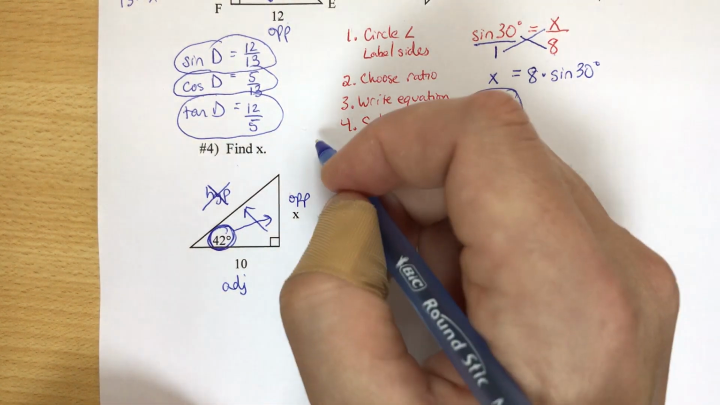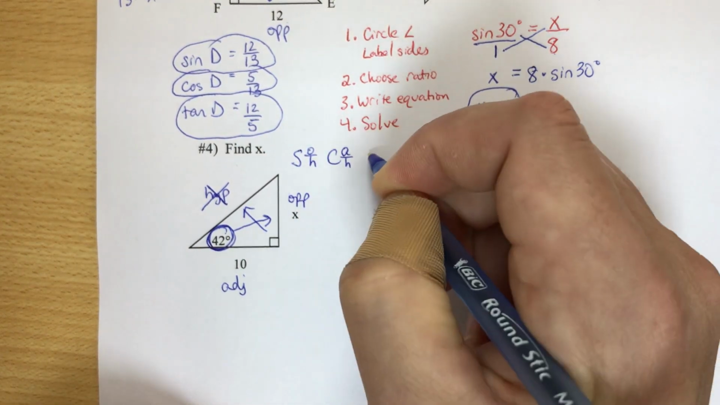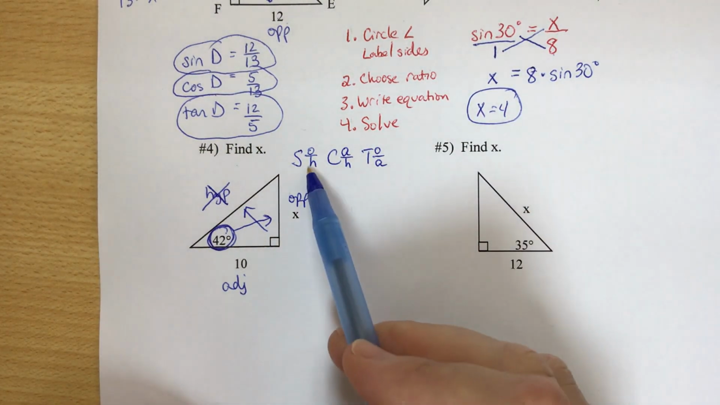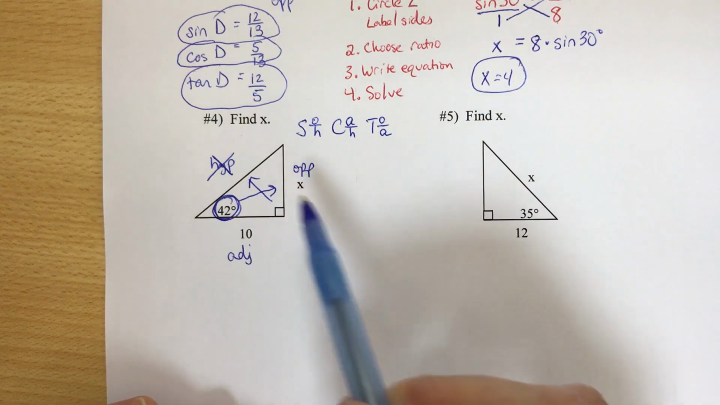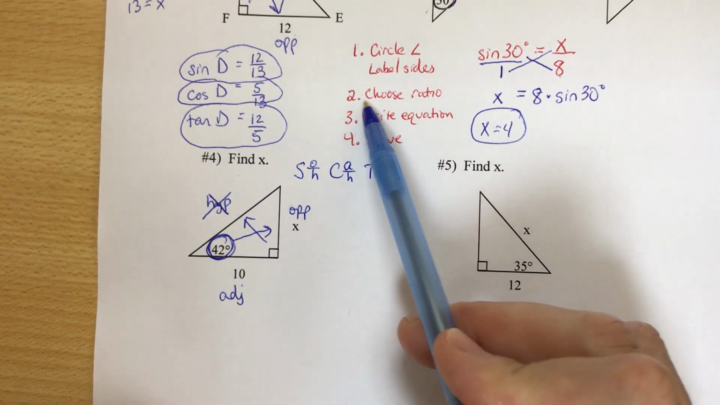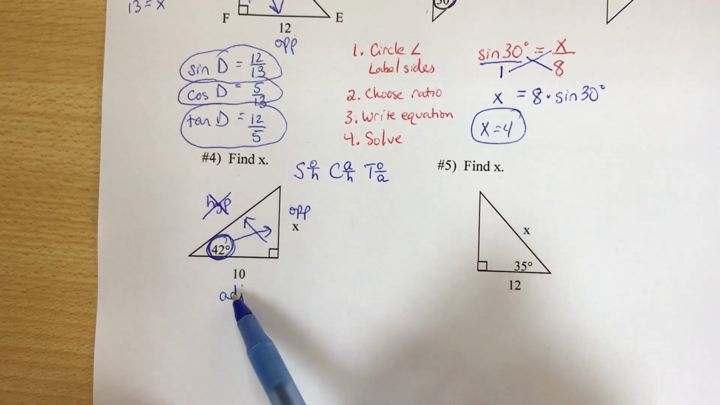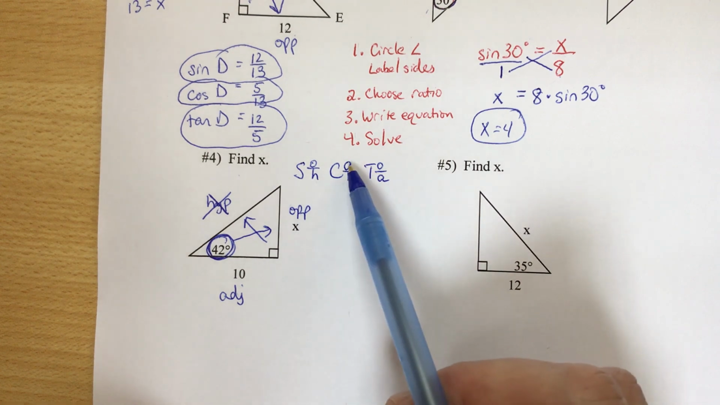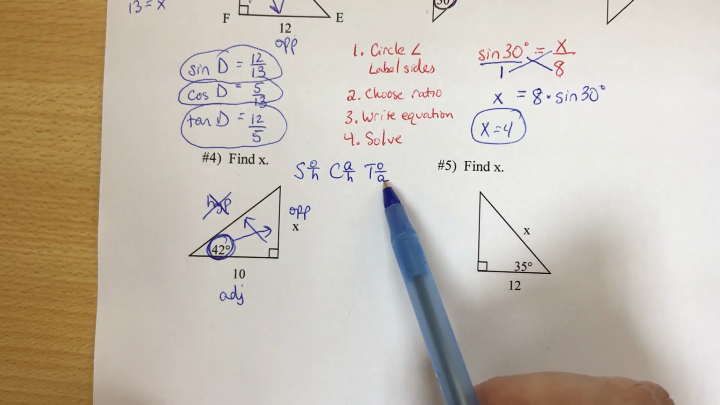Now again, I'm going to write down SOH CAH TOA. I'm going to spell it out. If you write this down a few times, you'll have it memorized very quickly. So step 2, we need to choose the ratio we're going to use. Well, we have the opposite and we have the adjacent. So, nope, CAH, nope. TOA, opposite adjacent, winner, winner.